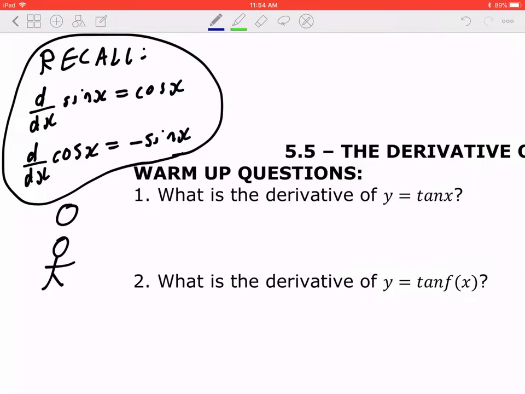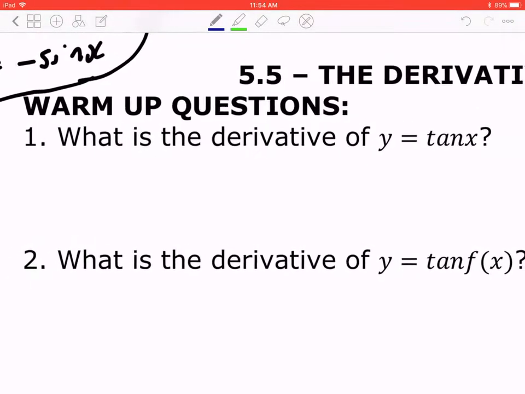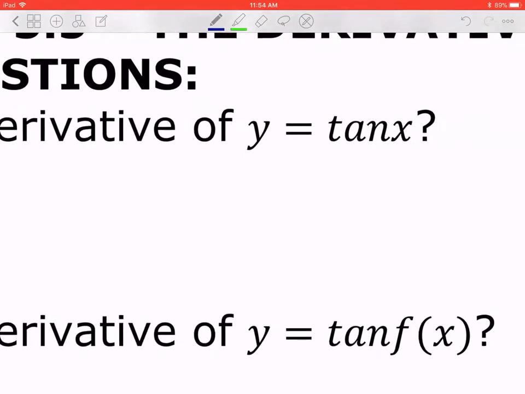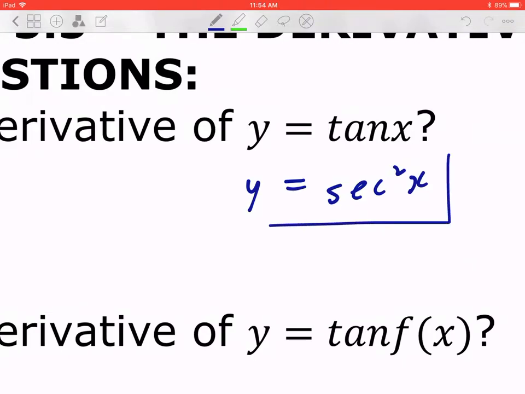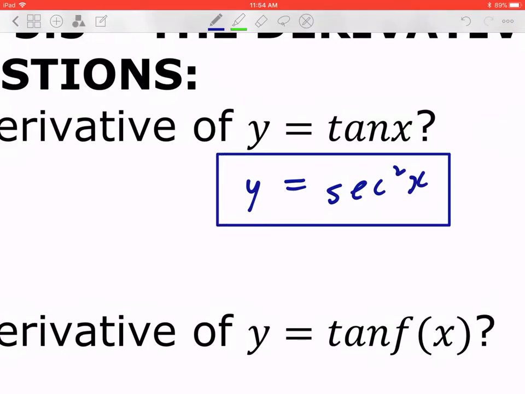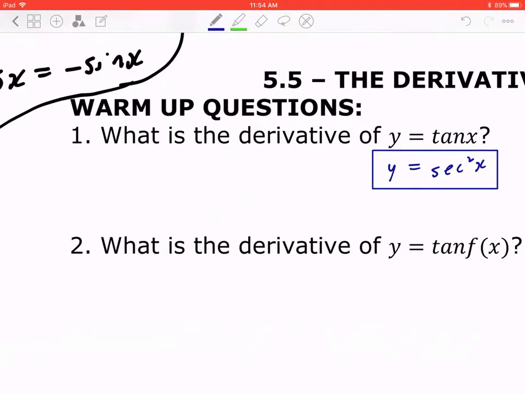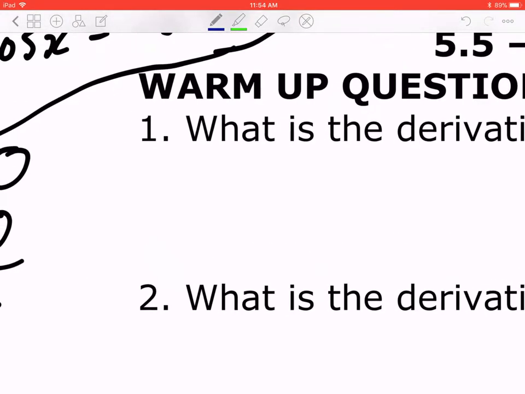with 5.5. Now, if you look at y equals tan x, the derivative is going to be secant squared x. But if I just told you that, that is not enough. I really want to show you why this is the answer. So again, y prime, not y. And here's the derivation.